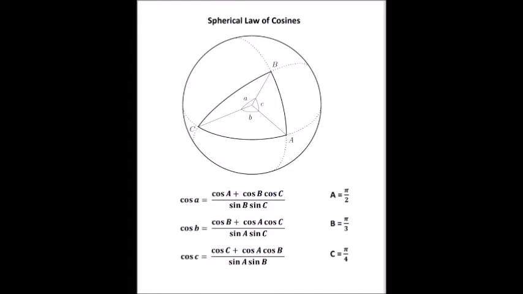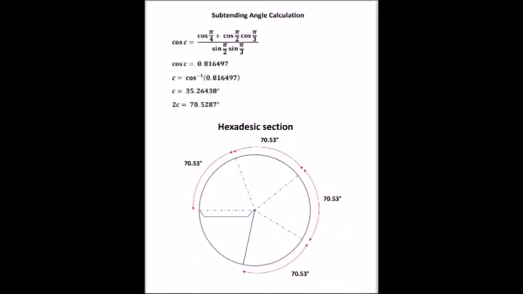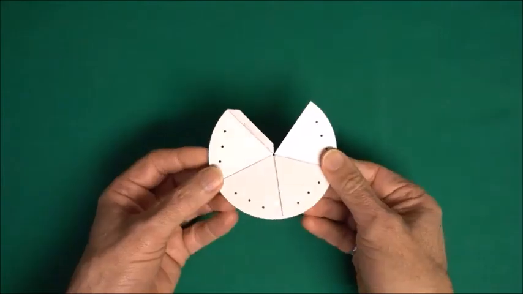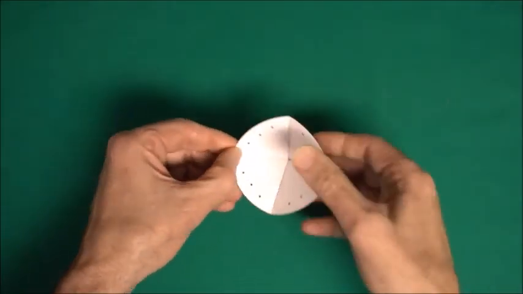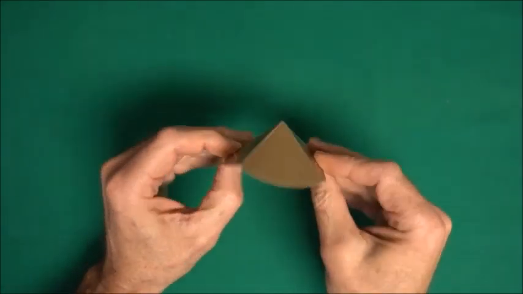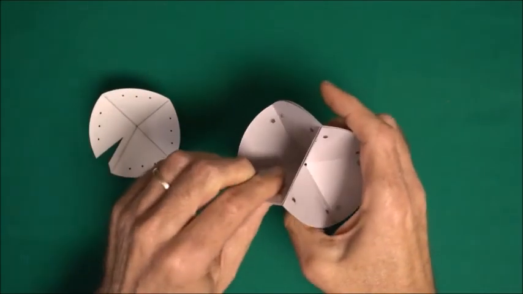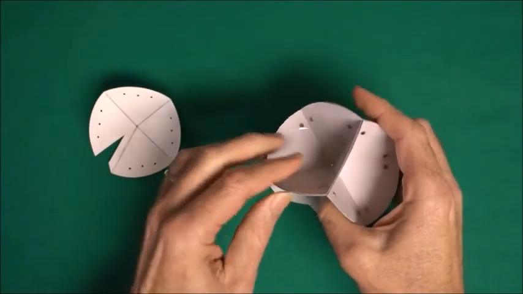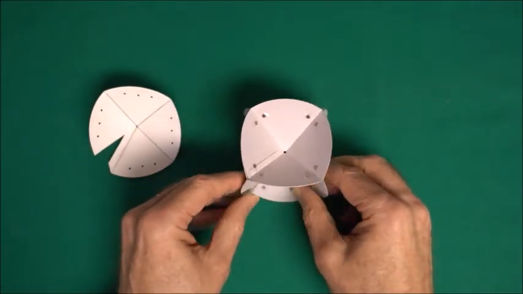We can now substitute these spherical angles into the formula for the subtended angle C, in this case, highlighted below. Then with some simple calculations, we can compute the value for C and then double it to get the subtended angle for the hexadecic, which is 70.53 degrees. And now we can mark off 4 of these angles on a circular plane to form a template for a section of the hexadecic. And once assembled, 6 of these sections will form a spherical structure known as a hexadecic.